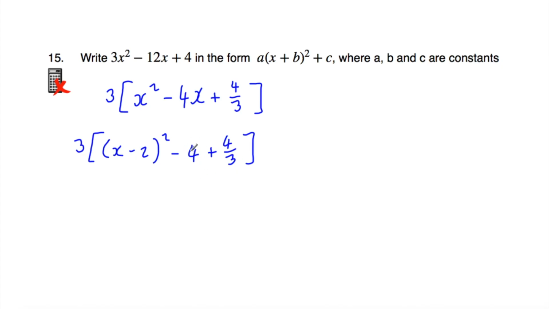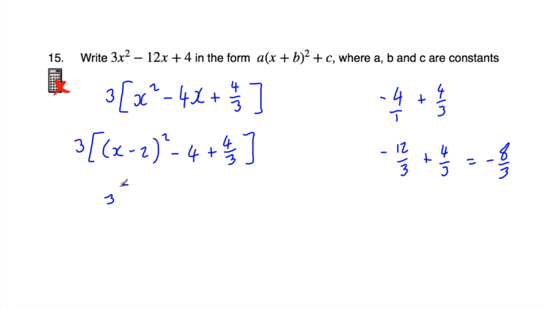Now we just need to simplify this. We've got minus 4 plus 4 over 3, so let's work out what that would be. Let's call our minus 4 over 1, just 4 wholes. So now let's get a common denominator. We've got 1 and 3, so let's make that 3, so that's going to be 4 thirds there. If we multiply both the numerator and denominator here by 3, we'd get minus 12 thirds. And then minus 12 thirds plus 4 thirds will be minus 8 thirds. And that's it. So this part will be minus 8 thirds.